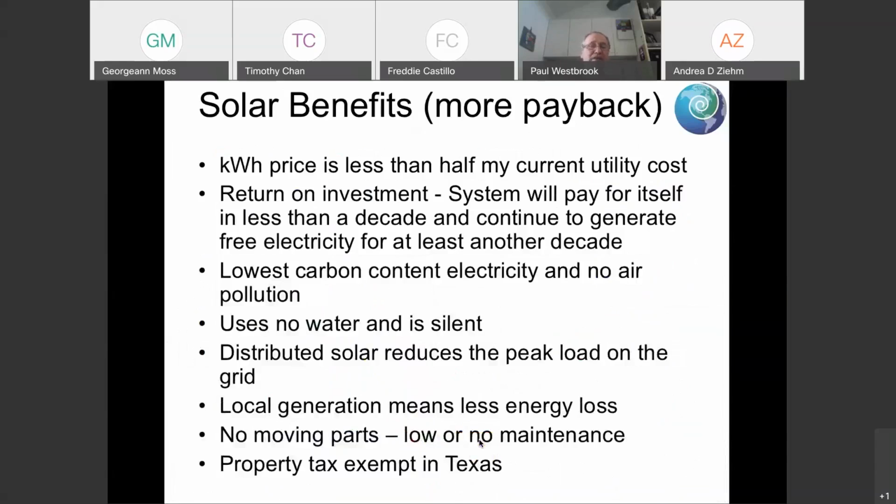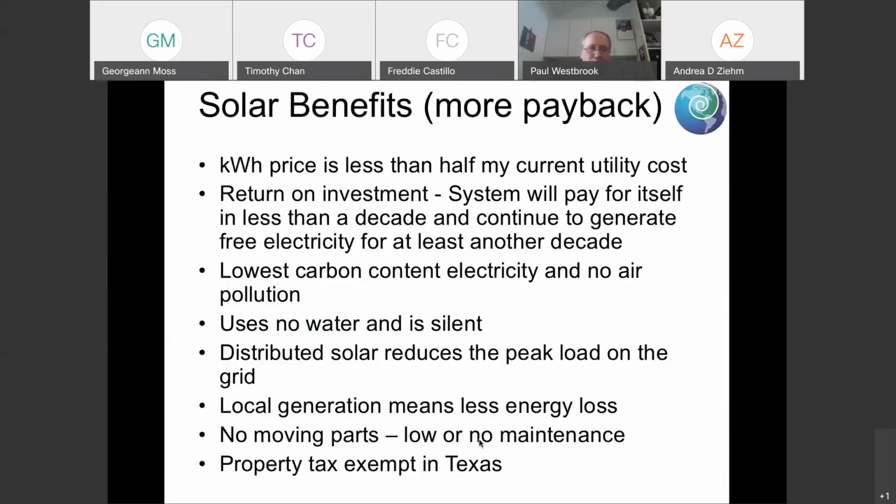There's some other benefits to solar as well. So the kilowatt hour price is now less than half of my utility costs. The system pays for itself in less than a decade, and then it generates free electricity basically for at least another decade. Solar is the lowest carbon content electricity and has no air pollution. Efficiency is number one. Remember, if you don't need any energy, that's the greenest of all choices. But then when you do need energy, solar is probably the best one out there.